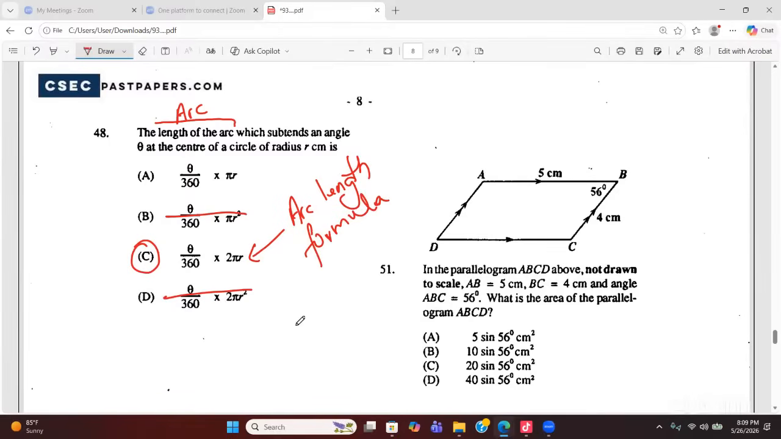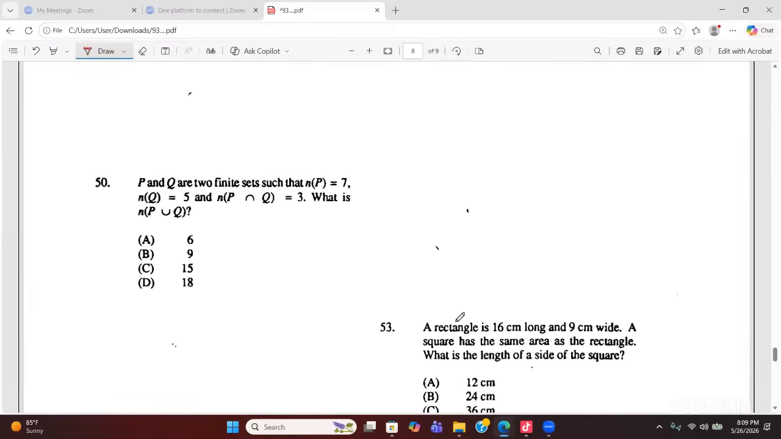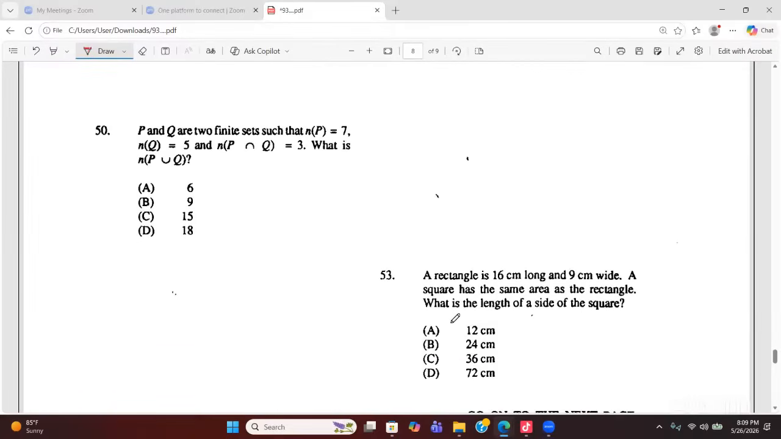All right. Theta over 360 times 2 pi r. All right, let's go to 49. That's not 50. All right.